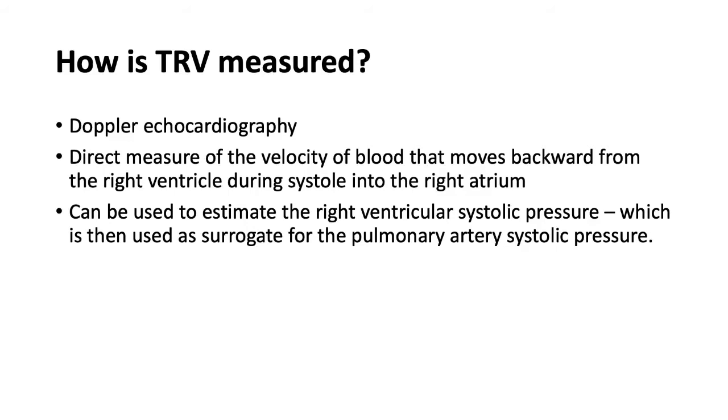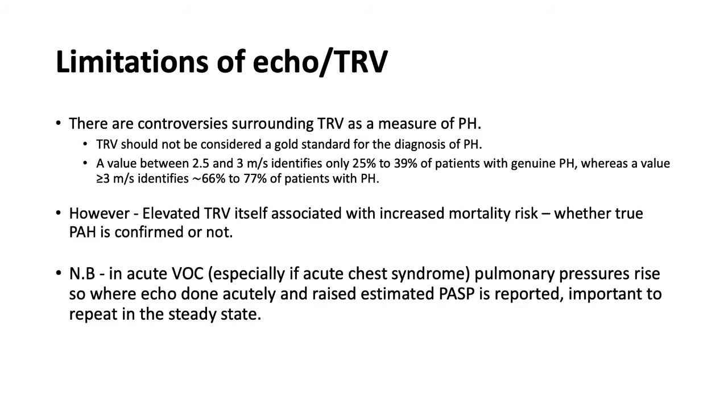So it's a measure of the speed of the blood that moves back into the right atrium from the right ventricle when it pumps. And it's a surrogate marker of right ventricular systolic pressure and pulmonary artery systolic pressure. But like I say, it's got its limitations in terms of the echocardiographic measurement. So it's not a gold standard. As I said, the right heart catheter is. The actual pickup rate is relatively low.